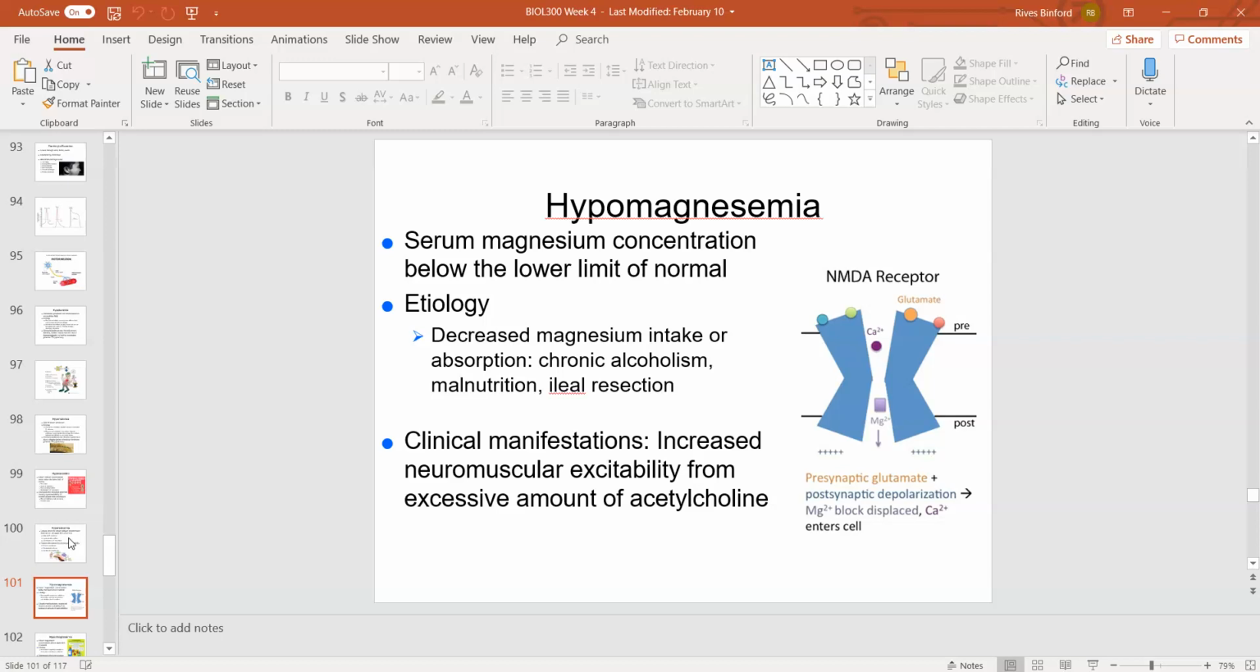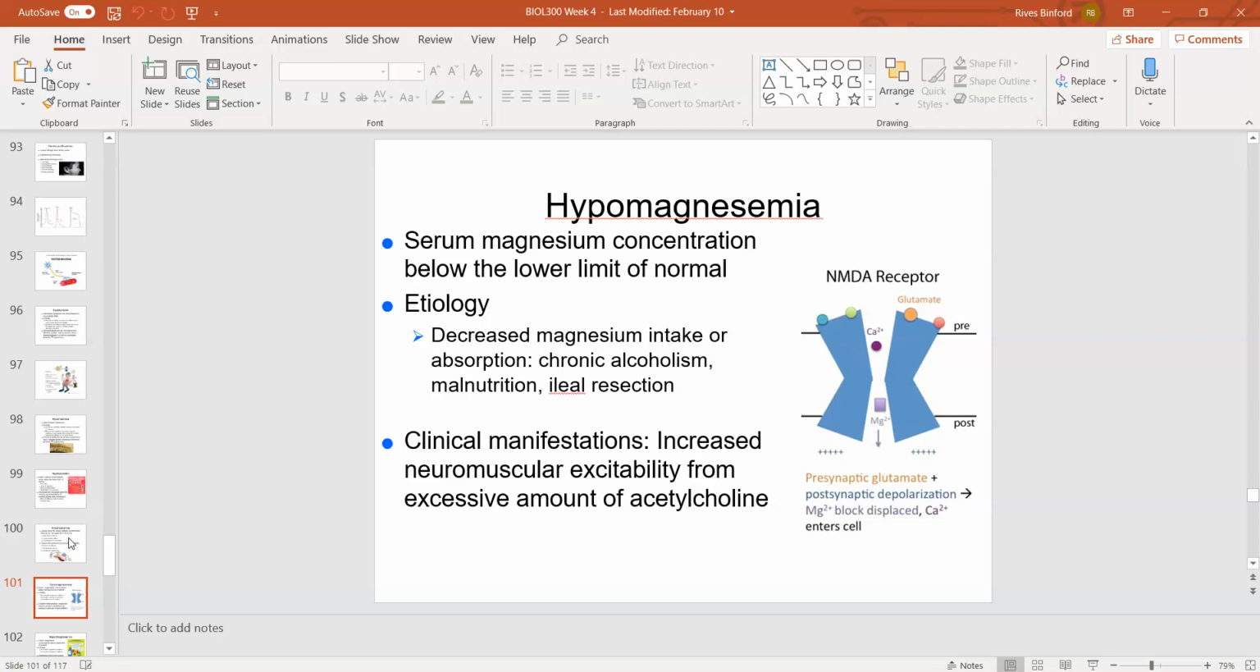That does lead to the release of acetylcholine to neurons. That's what action potentials do. They cause neurotransmitter release. And that's why these slides are talking about acetylcholine. So you have depolarization, you release acetylcholine. If you have increased depolarization, you will have excessive release of acetylcholine.